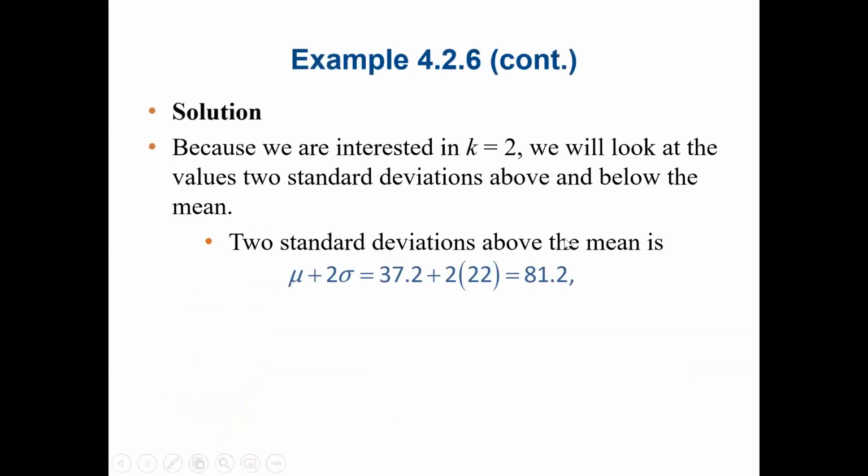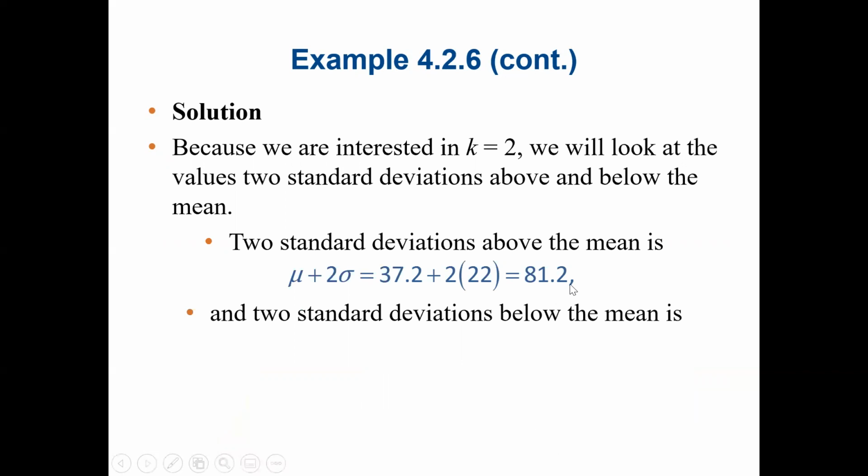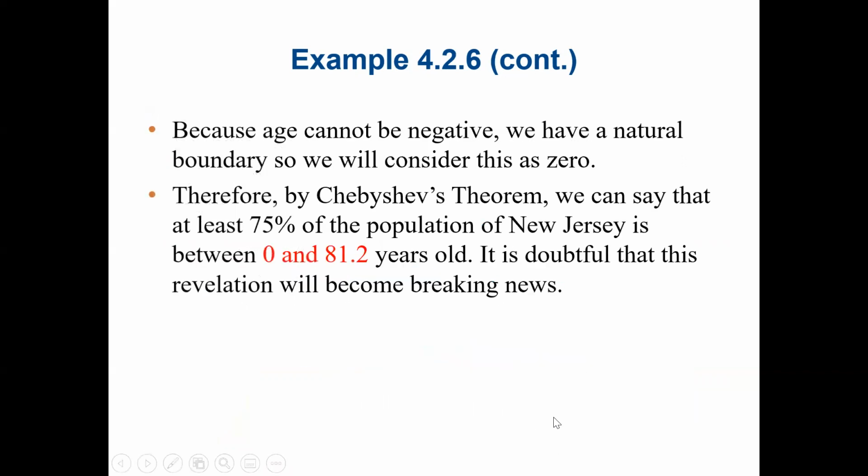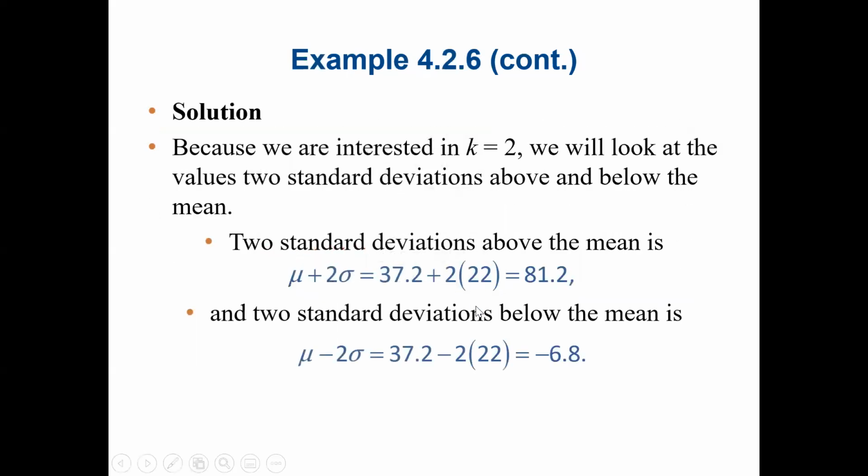And that's what we have here, 37.2 plus 44, and the answer here we have 81.2. And 2 standard deviations below the mean will be minus now. So the answer will be negative 6.8. So here, because age cannot be negative, we have a natural boundary. So we'll consider this as 0. Again, this information is about age. So the age within 2 standard deviations will be from 0 to 81.2, because we know age cannot be a negative value.